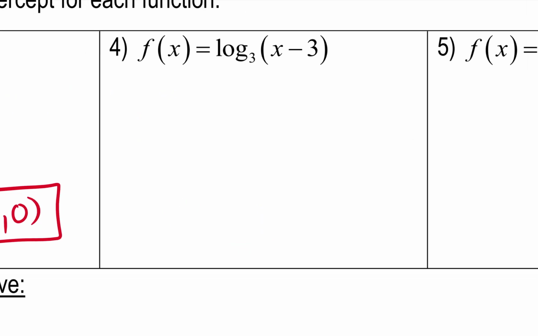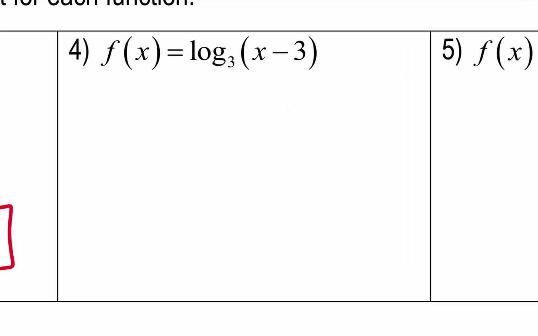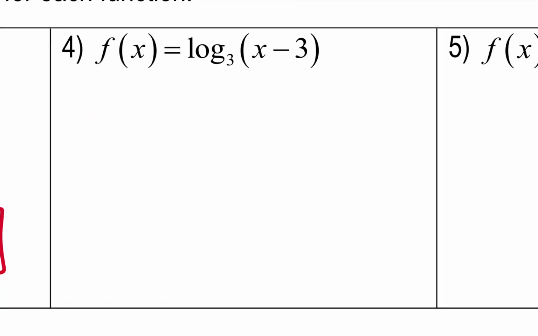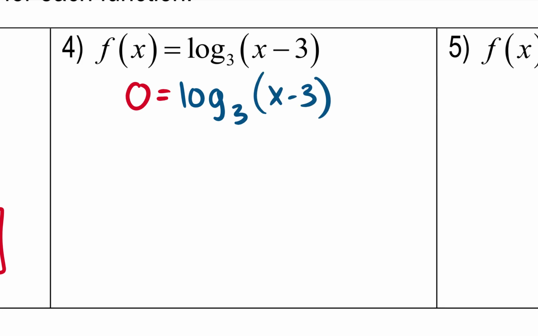Of course, that one was the basic one. Let's do one with a little bit extra work. Only one extra step. Alright, so I replace f of x with 0. And my pen just changes colors. Nice. Alright, again, the log is by itself, so I just convert. I'd have 3 to the 0 equals x minus 3.